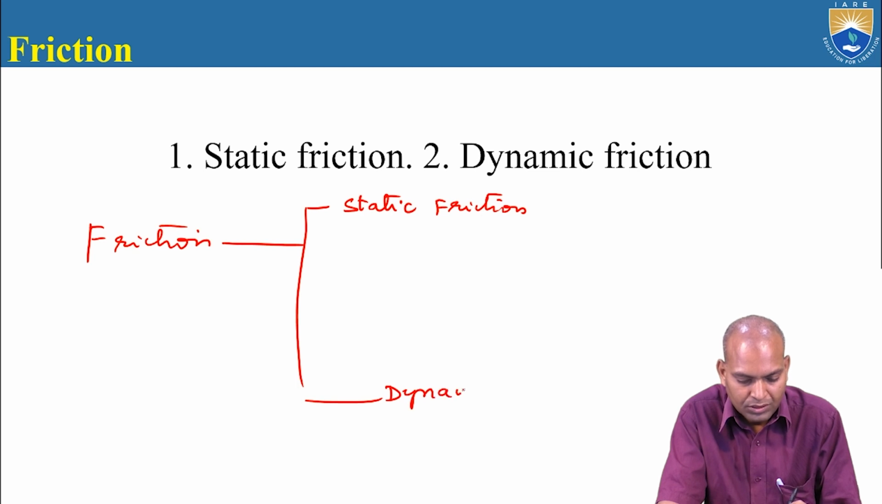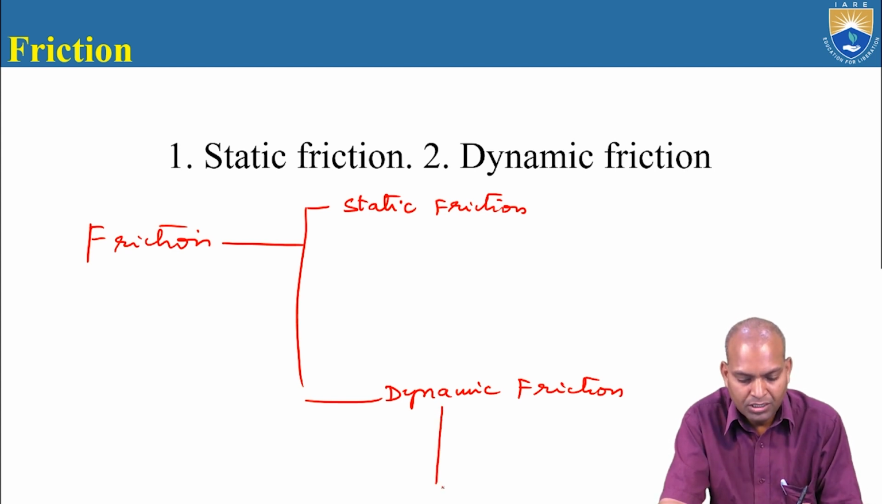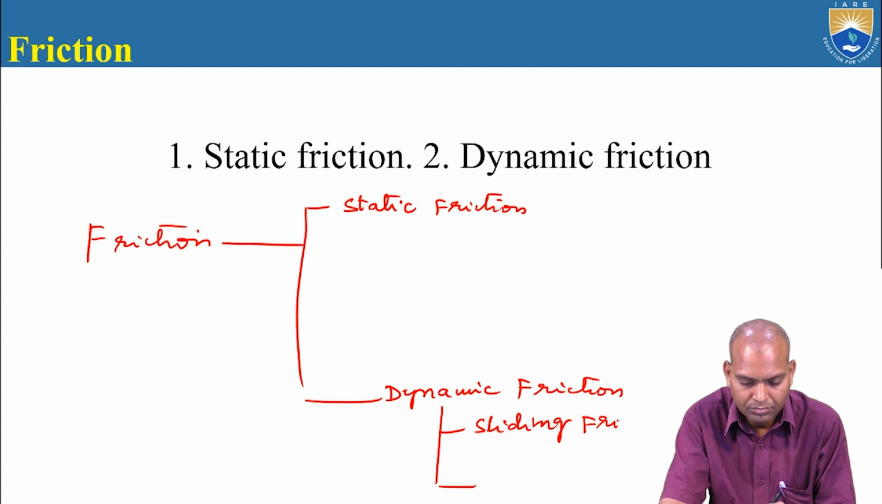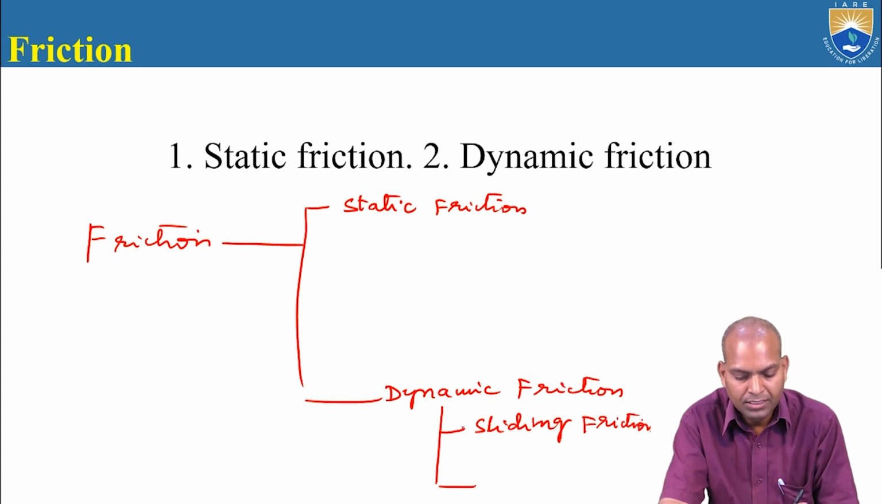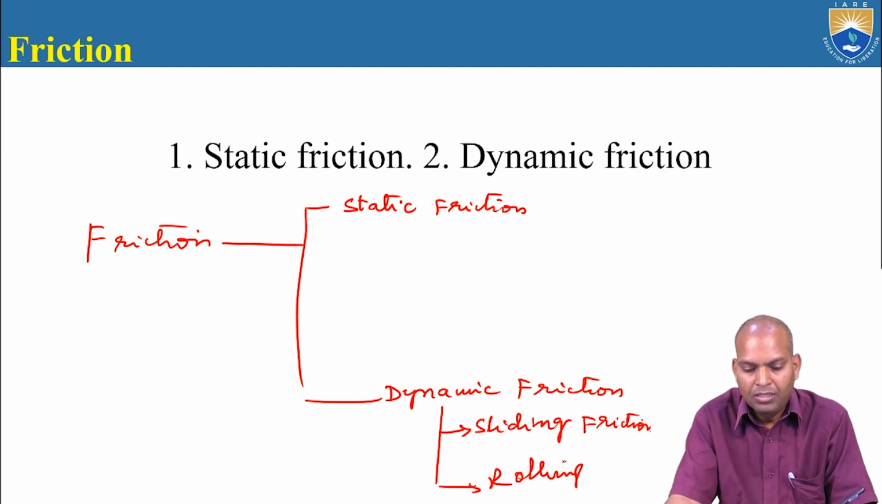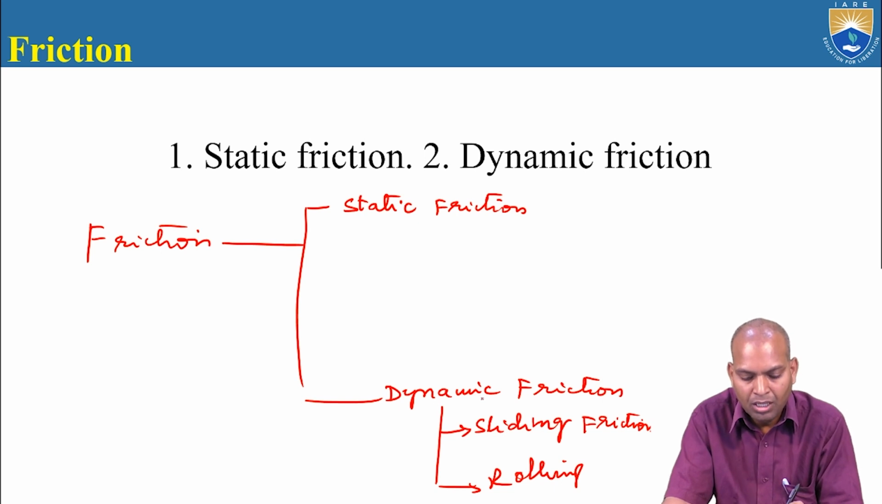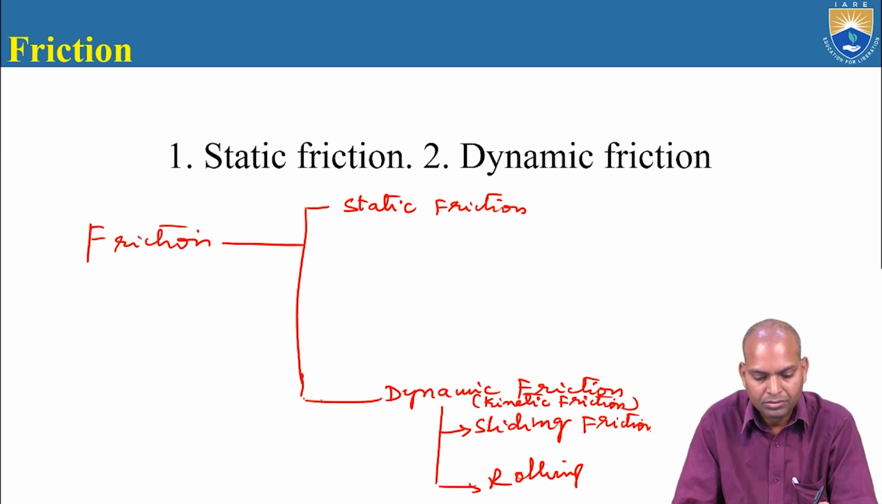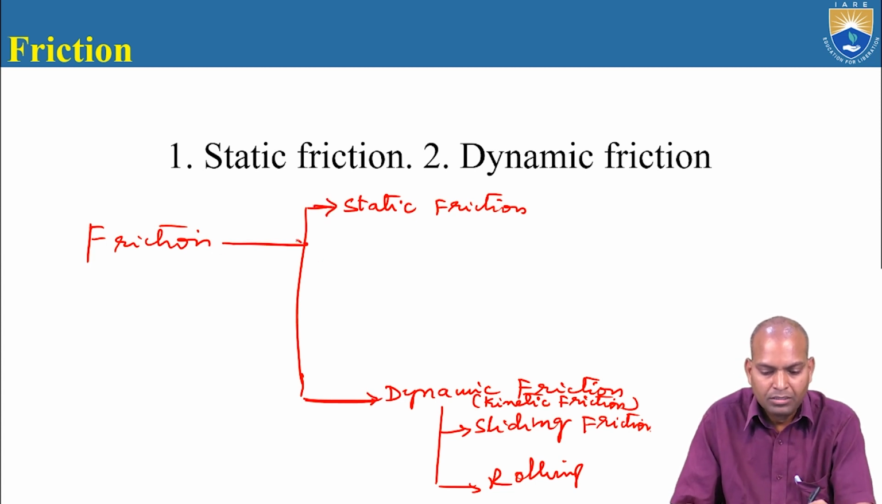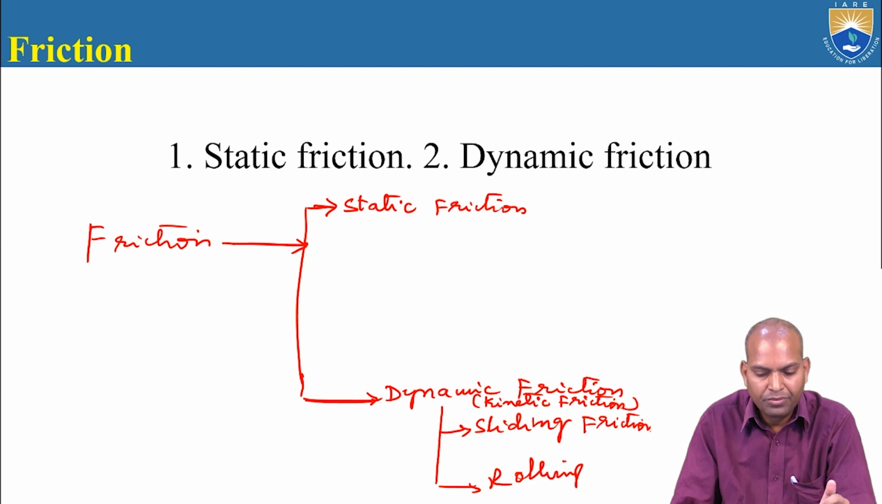Number two, dynamic friction. Again, dynamic friction is of two types. Number one, sliding friction. Number two, what is the second subcategory? That is rolling friction. This dynamic friction is also known as kinetic friction. Okay, these are the main overall view of the types of friction.